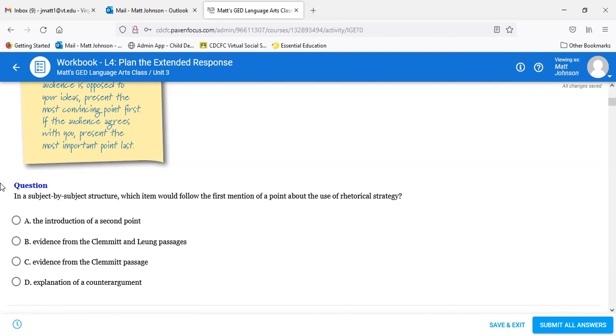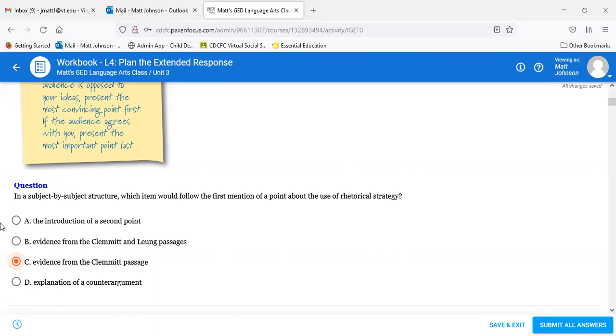Is it B? It's C, so evidence from Clement's passage. So subject by subject, right? The item follows the first mention of a point about the use of, so we're going to talk about their rhetorical strategy, the rhetoric they use, the elements of rhetoric that we've talked about. So right after that, you wouldn't switch to the other author. With subject by subject, you would continue with that author until you made all of your points.